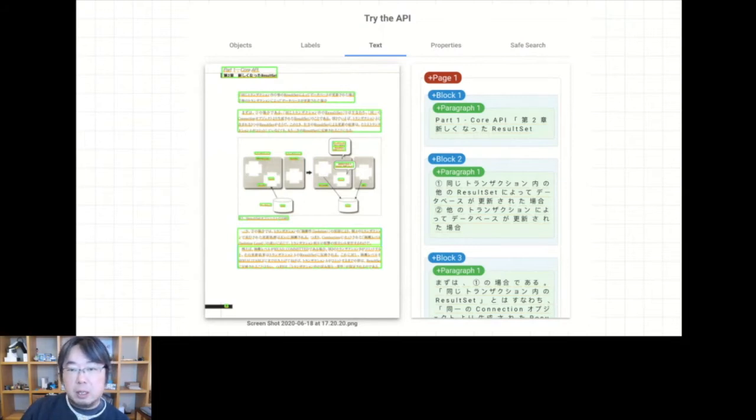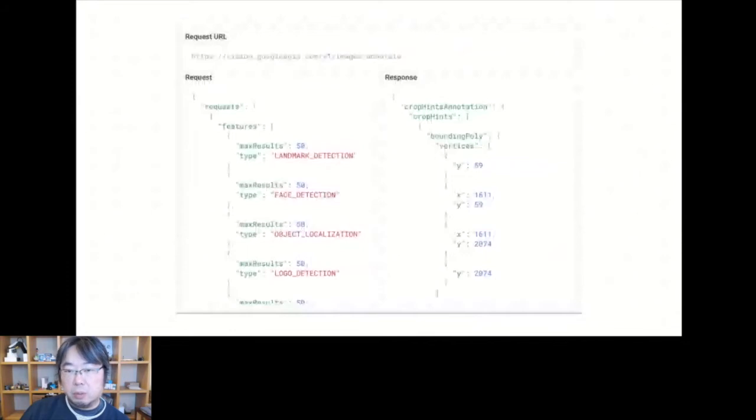So that JSON result captures all the structures of the paragraph and the block in the page. So each paragraph has the characters inside it, and so on. So the JSON will be like this.